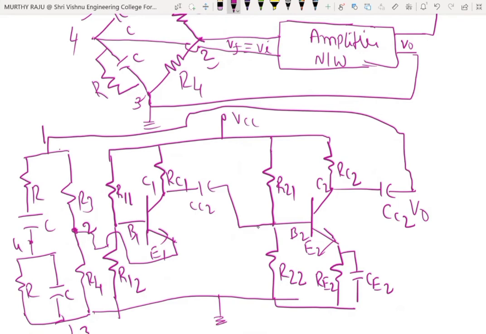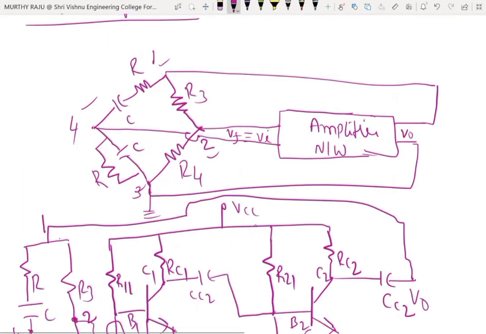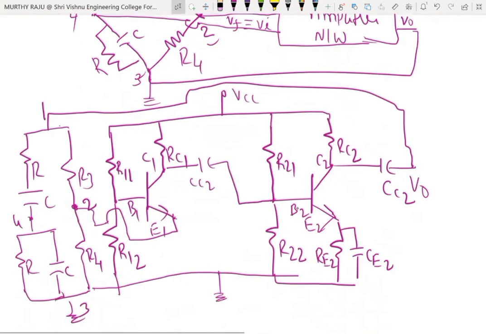This is the second circuit. This is the first circuit. The amplifier circuit consists of a two-stage RC coupled amplifier. This one is the feedback network. This amplifier network is replaced with a two-stage RC coupled amplifier like that.